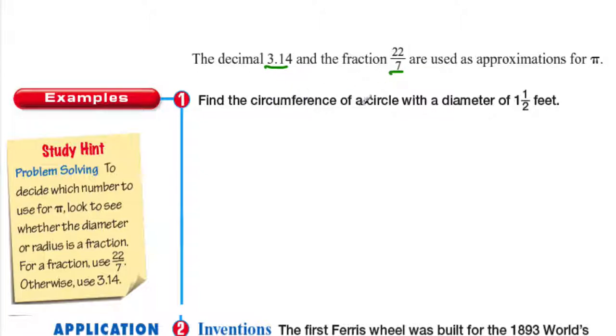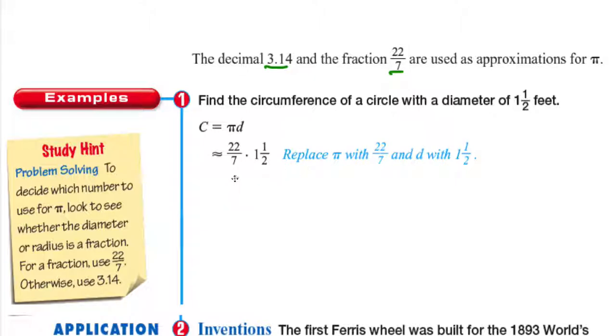So, example 1: find the circumference of a circle with a diameter of 1.5 feet. Here you're given the diameter, which is a mixed number, meaning that we are going to use 22 over 7 as an approximate value for pi. So let's find out how to solve this. Since we're given the diameter, the formula that we are going to use will be pi d, and we know that the approximate value for pi would be 22 over 7 multiplied by the diameter, which is 1.5. We simply substitute the values for pi and d.